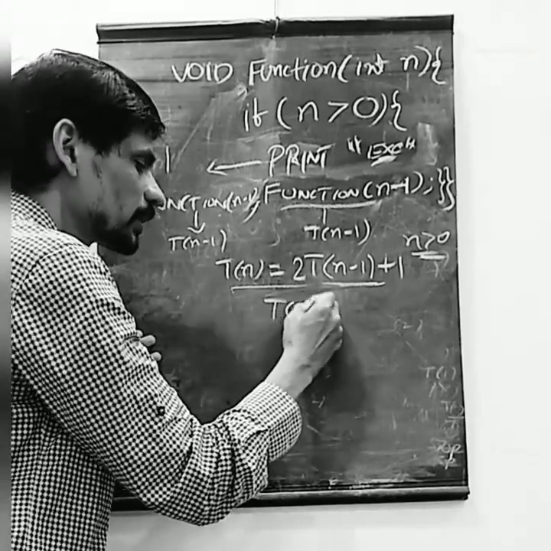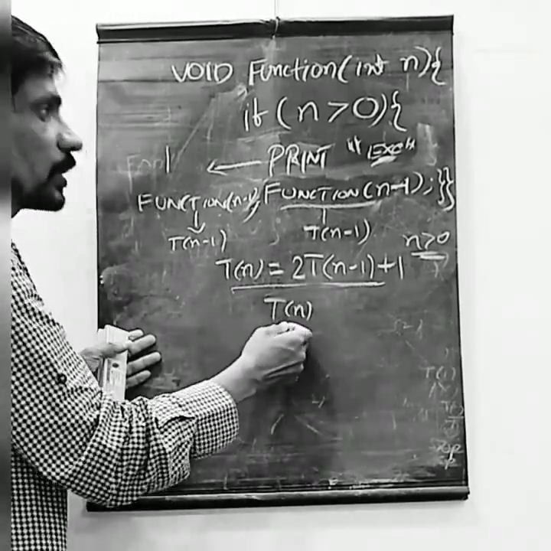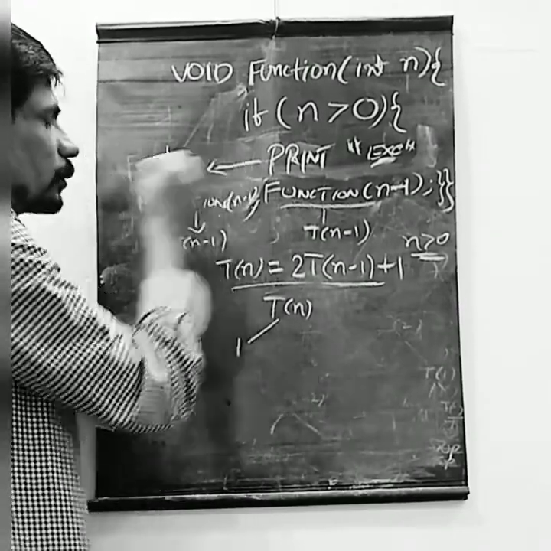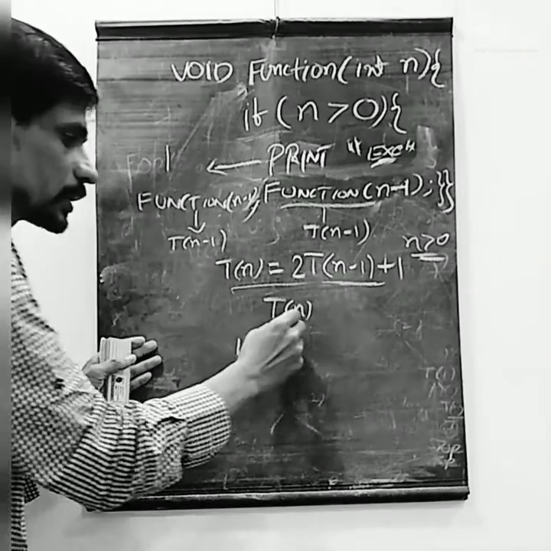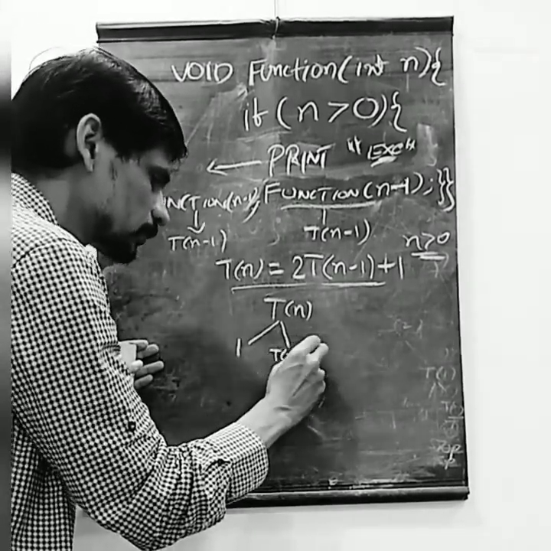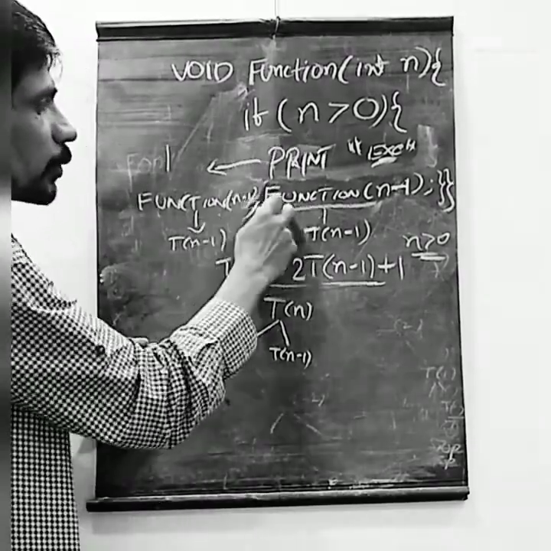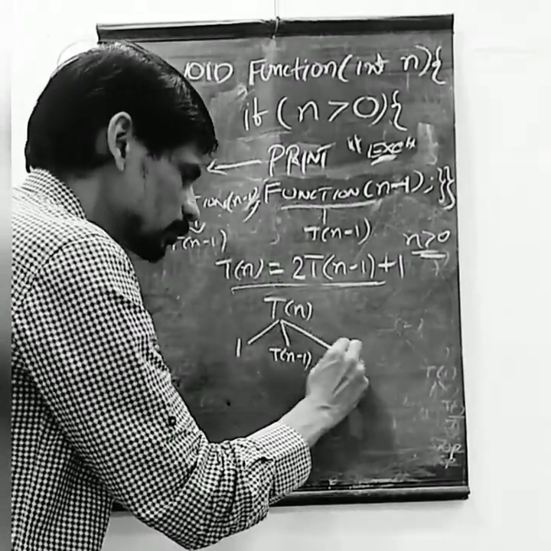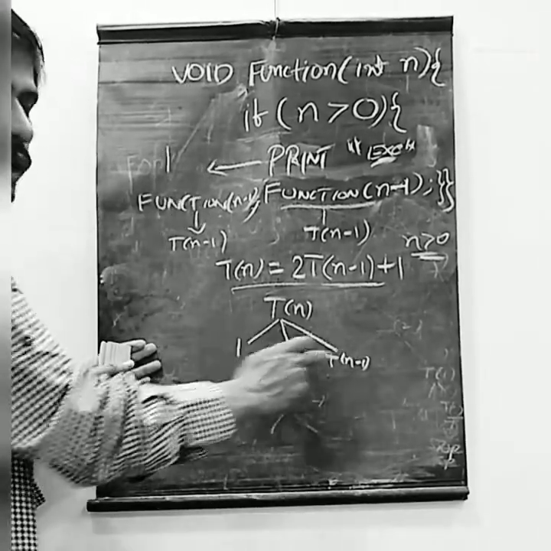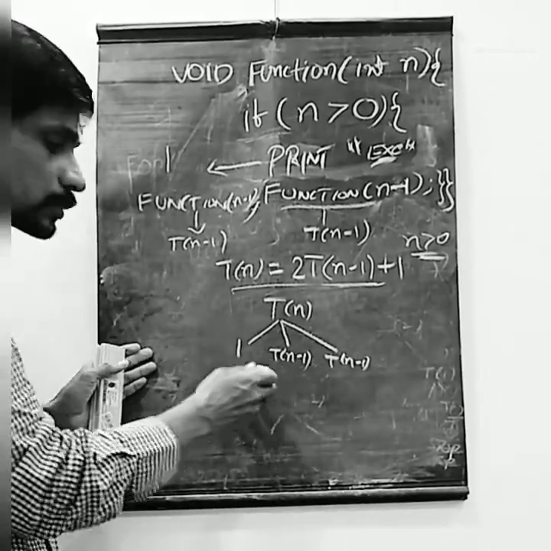So for example, if n is greater than 0, then what exactly am I doing? I print one time, which is constant time, then I call T of n minus 1, and at the same time I call T of n minus 1 a second time. So instead of one branch, I now get 3 branches basically.